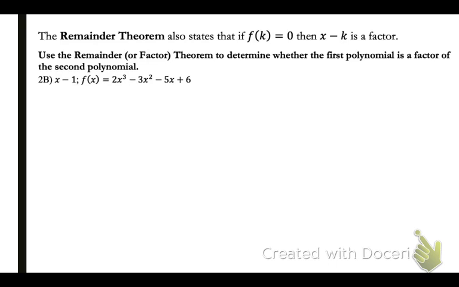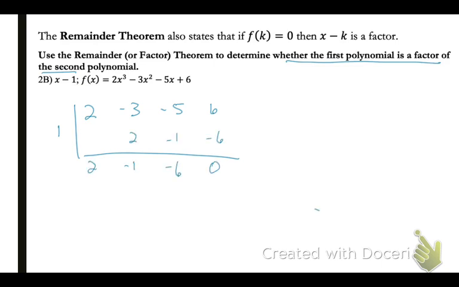I notice I'm not missing any exponent terms, so I'm going to grab those coefficients divided by positive 1, and remember I bring down my first number, multiply diagonally, and add vertically. What I'm looking at is my remainder, my last number. If it's 0, then that means that x minus 1 did divide evenly into the f of x function. So my answer to this is it a factor? Yes. x minus 1 is a factor of 2x cubed minus 3x squared minus 5x plus 6.